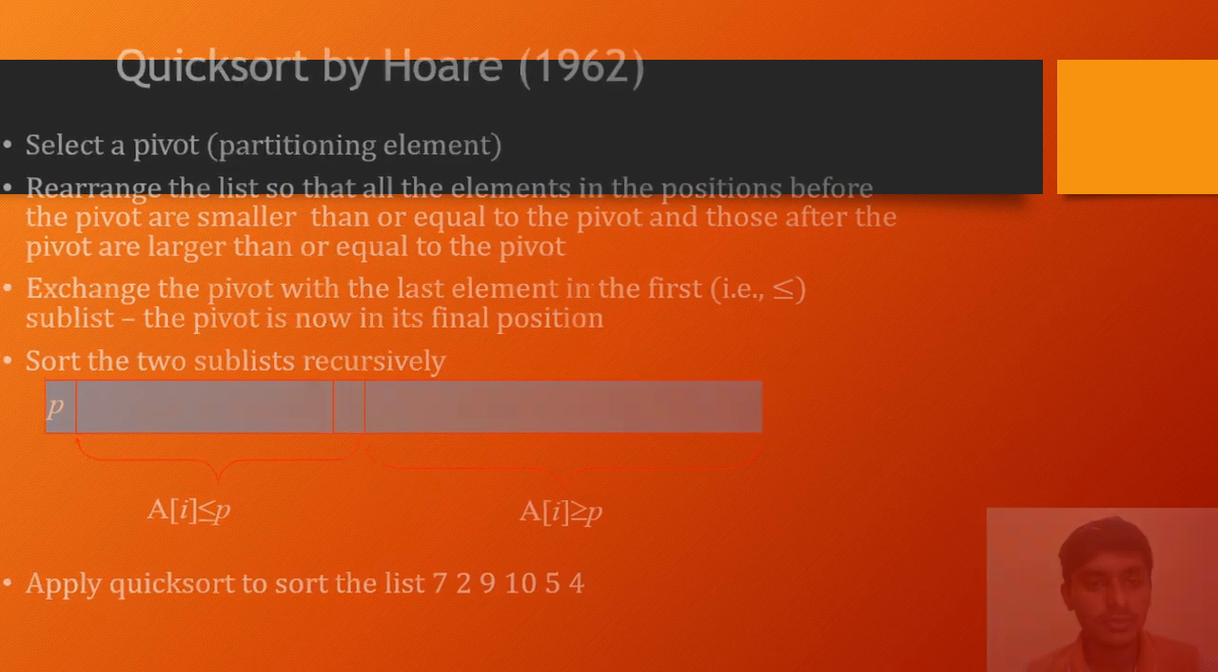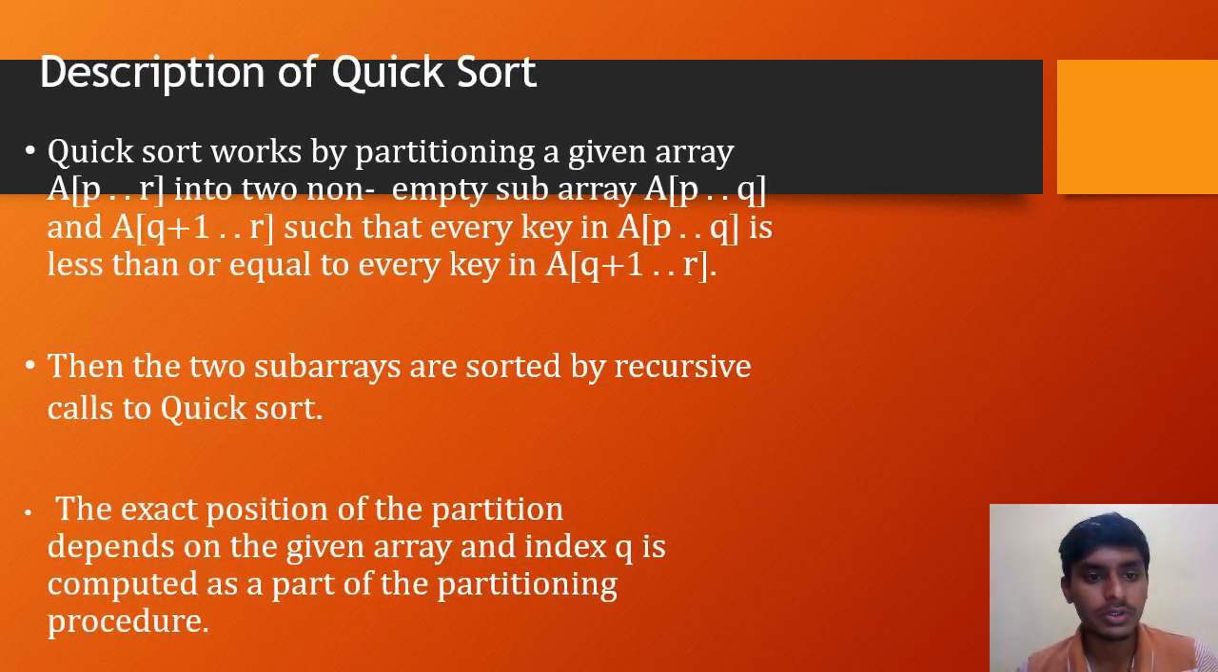Description of quicksort. Quicksort works by partitioning a given array A[p..r] into two non-empty subarrays A[p..q] and A[q+1..r], such that every key in A[p..q] is less than or equal to every key in A[q+1..r]. Then the two subarrays are sorted by recursive calls to quicksort. The exact position of the partition depends on the given array. Index q is computed as a part of the partition procedure.